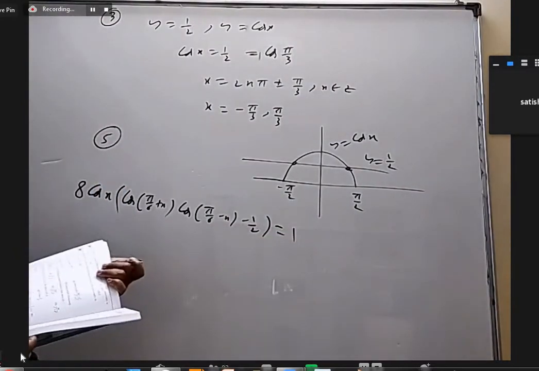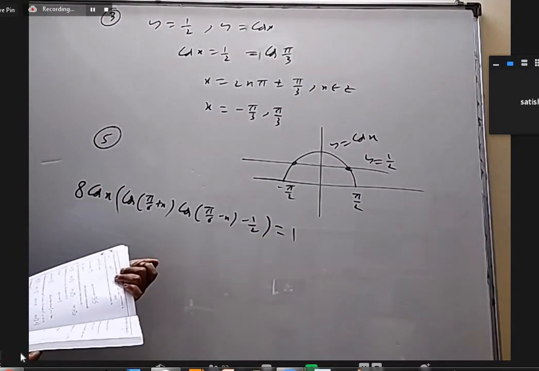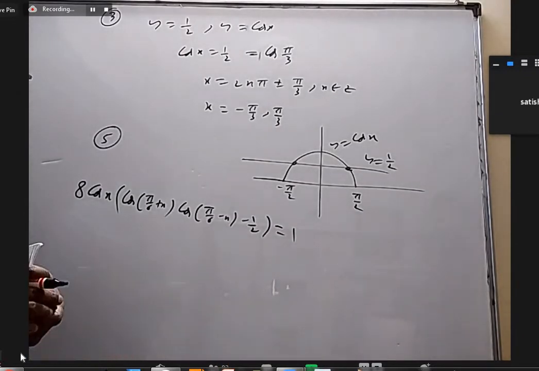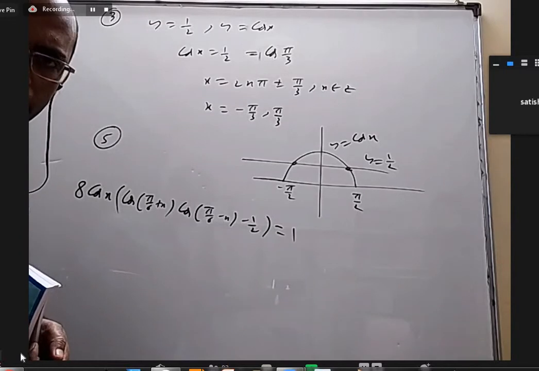Okay, fifth question, they gave this equation between 0 to pi, they wanted the number of... Yes, somebody said something? Nothing.